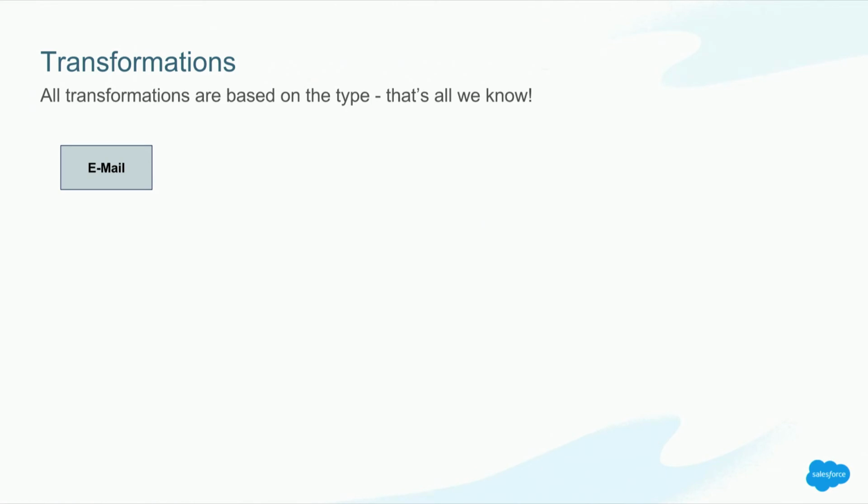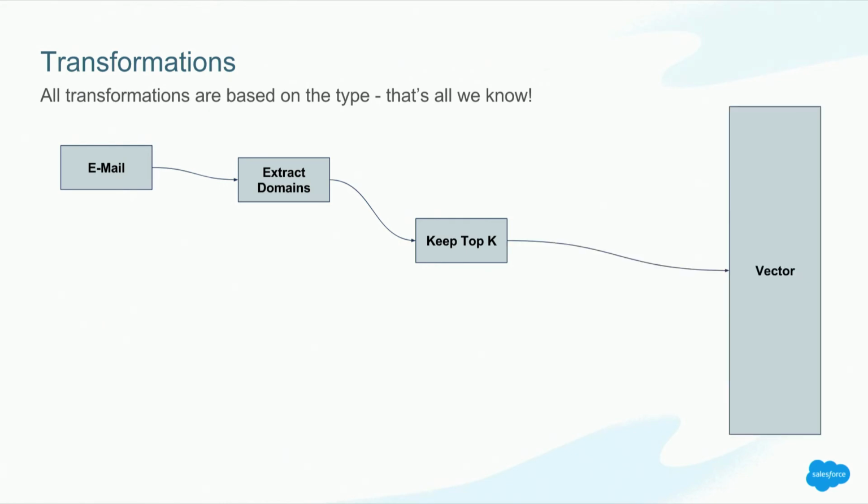So for example, when we know there's an email type, we might want to extract the domains, so maybe what kind of company they belong to, what comes after the @ sign, right? And then we want to pivot and keep the top K, maybe the top 10, the top 20 common occurrences of that domain. And then we need to also vectorize it. So we need to do all these single steps. But if you have a pick list, a categorical value, you don't want to extract anything. You just want to keep the top K and then also vectorize it.